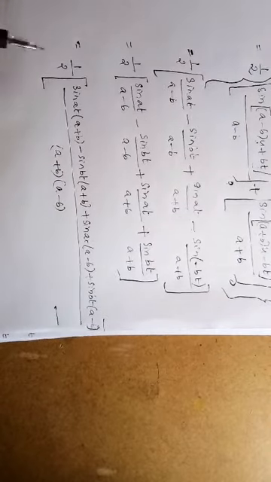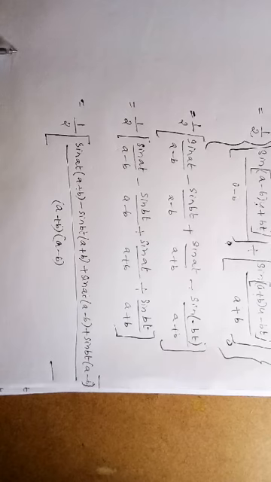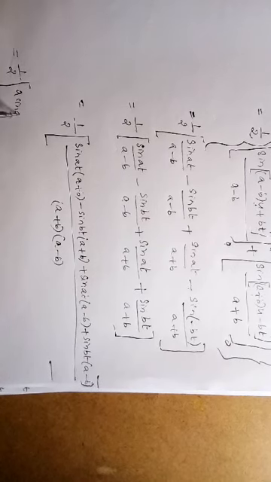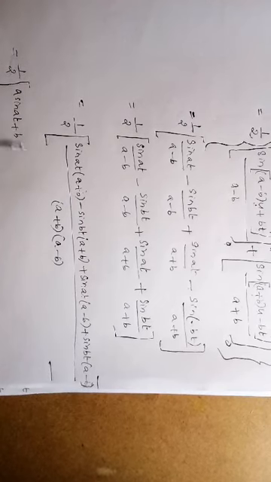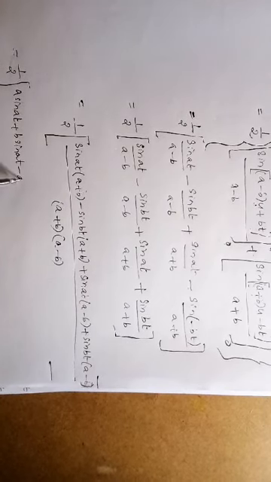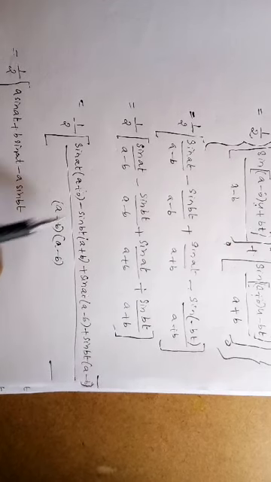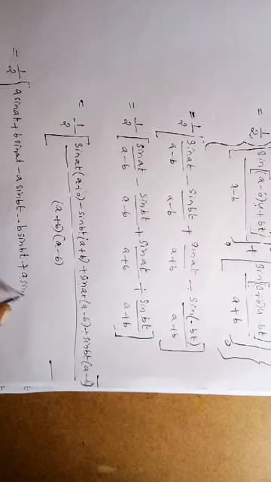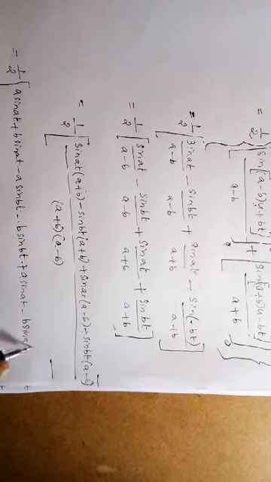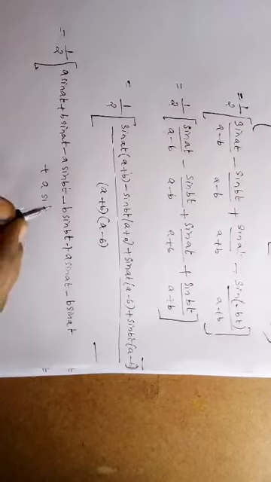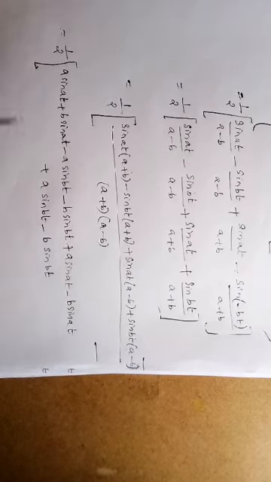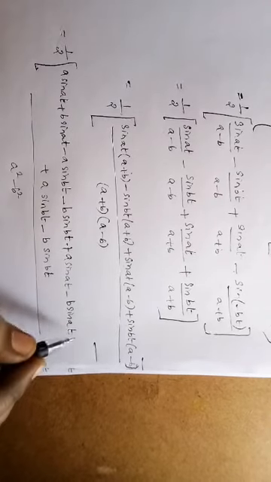Okay, so how can we simplify this? This we can write as 1 by 2 of, slowly multiply these terms: a sin at plus b sin at, b sin at minus a sin bt, next term a sin bt minus b sin bt, then next term a sin at minus b sin at, plus a sin bt minus b sin bt, whole divided by a squared minus b squared.